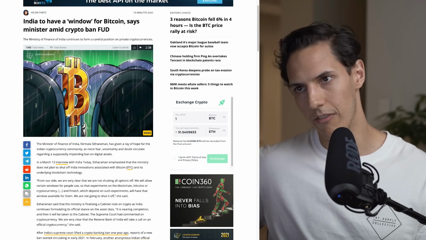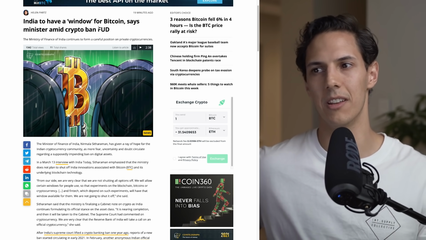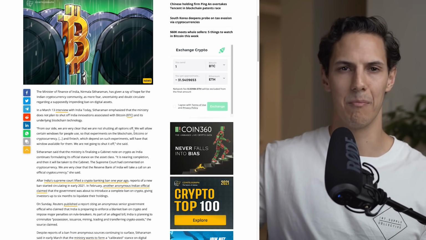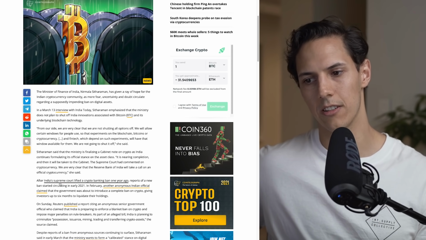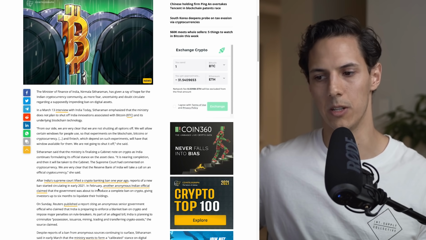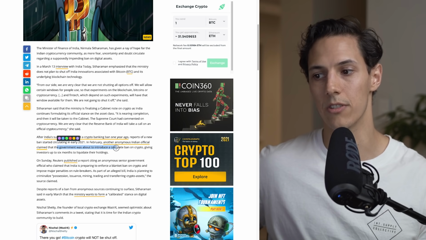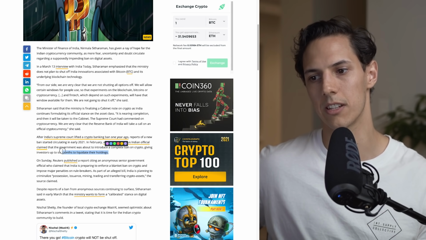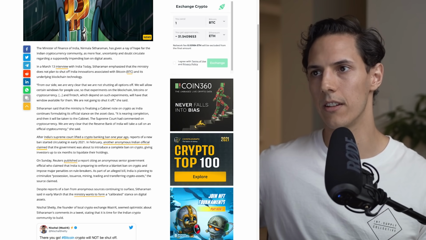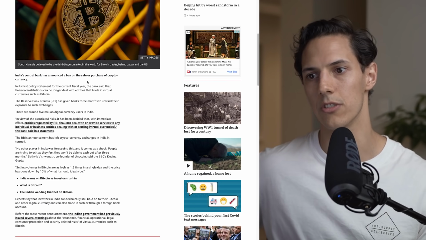Then we have the India FUD, which is very interesting. So India is to have a window for Bitcoin, says the minister, amid the crypto ban FUD. So as you guys know, India is looking at banning cryptocurrency. So after India's Supreme Court lifted a crypto banking ban 1 year ago, reports of a new ban circulated in early 2021. In February, another anonymous Indian official claimed that the government was about to introduce a complete ban on crypto, giving investors up to 6 months to liquidate their holdings. So again, this is just complete FUD, and this is exactly why. I'll explain. So India's central bank announced a ban on the sale or purchase of cryptocurrency.